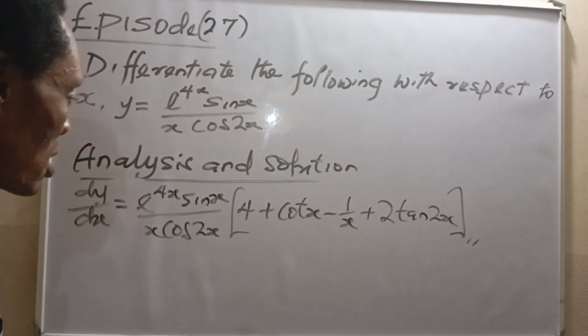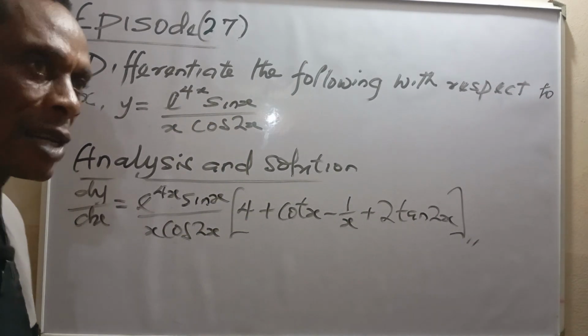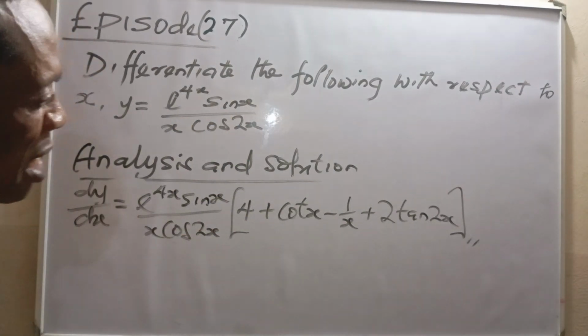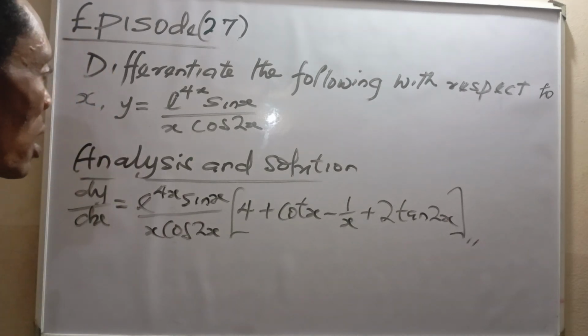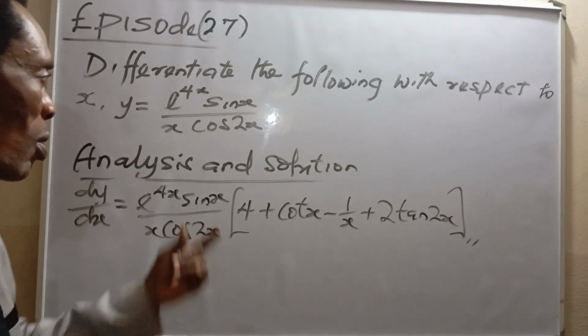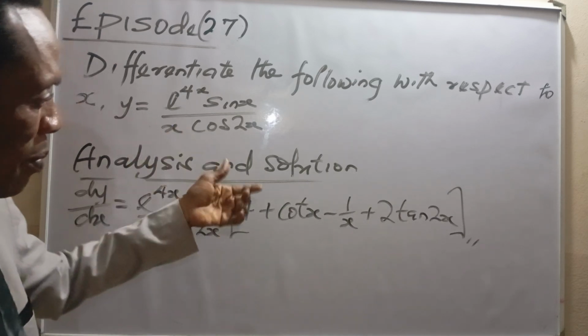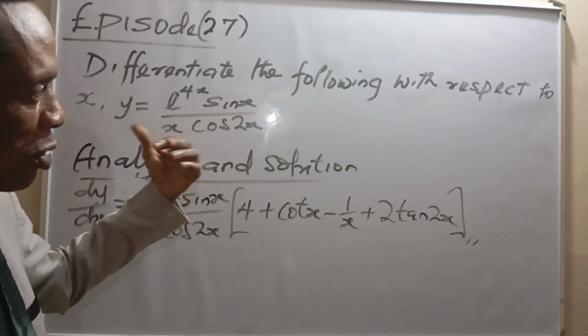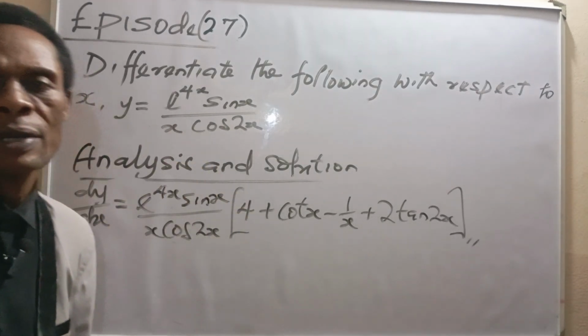So this is the answer to this very question. You discover that it's very simple. It's just that the process is a little bit longer than the normal differentiation, either product or quotient. So that's just it. So this is the best approach to this kind of question using the logarithmic differentiation method. Thank you, viewers. And that is just it.